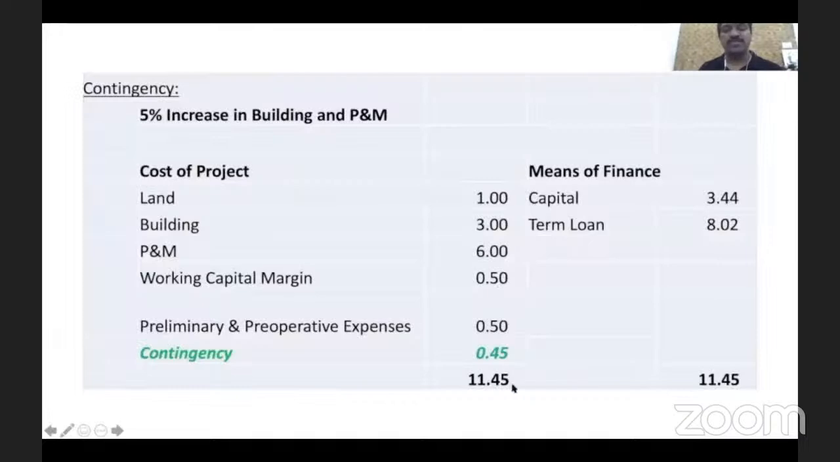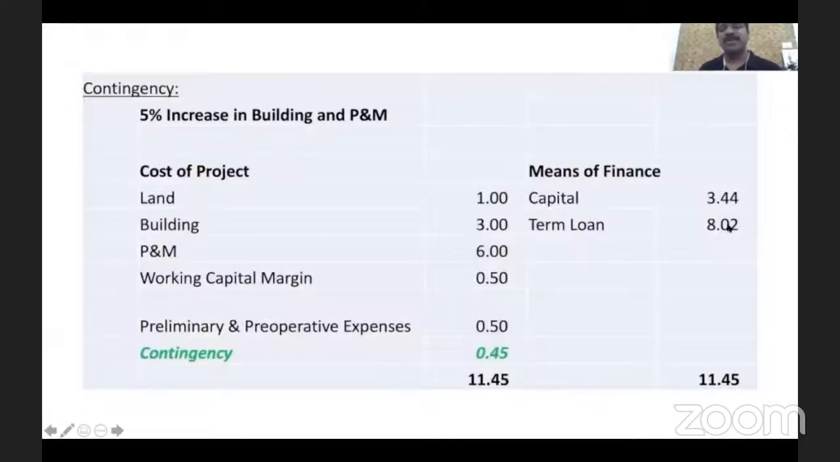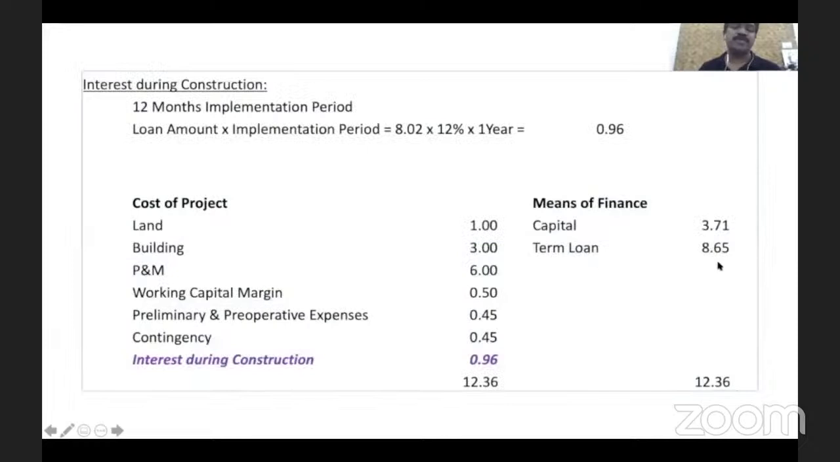So already we had cost of project as 11.45 crore. Now with that, it's very important that this 0.96 crore is also included. It means what the customer is supposed to pay is 0.96 crore, and that is getting included in the cost of project. So the cost of project is 12.36 and the bank is going to fund 70% of it. It means now the term loan is increasing to 8.65. Earlier it was 8.02. Now it is 8.65. So 63 lakhs is coming from the bank side itself to cover their interest.